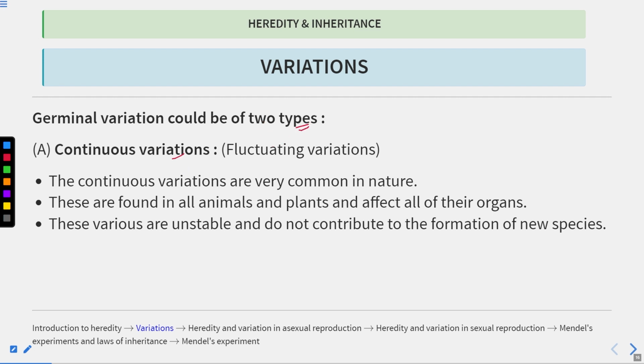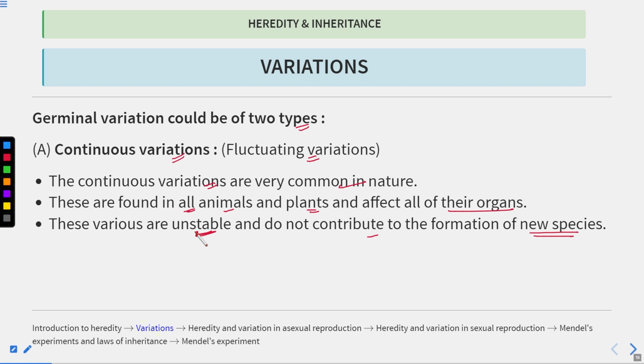First is the continuous variations, also known as the fluctuating variations. Now what is this continuous variation? Continuous variations are very common in nature, and these are found in all animals and plants, and they affect all their organs. These variations are quite unstable and they do not contribute to the formation of new species. Clear? Because these variations are unstable.